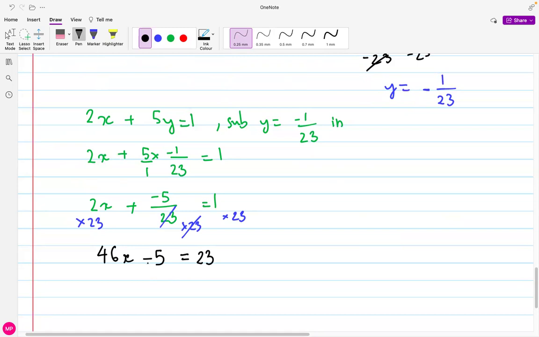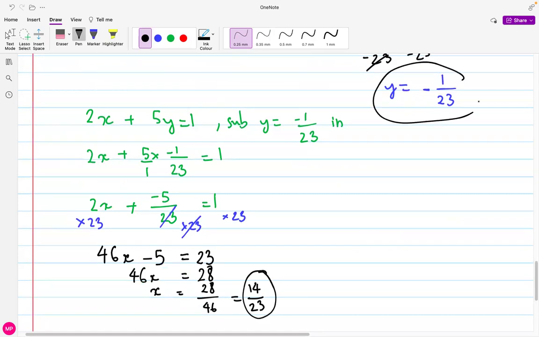So opposite of minus 5, plus 5 over. So 46x equal 23 plus 5 is 28. And then divided by 46, x equal 28 over 46. That gives you 14 over 23. So this is the x coordinate and this is the y coordinate, right?